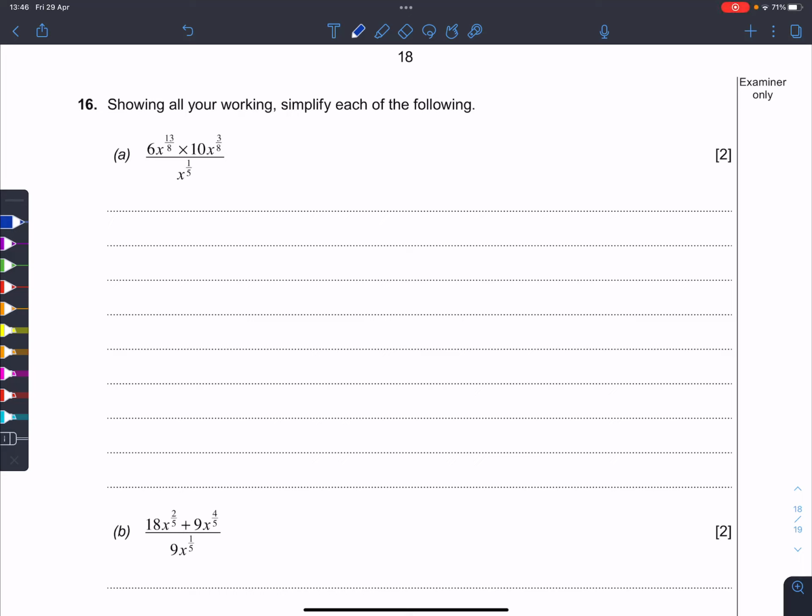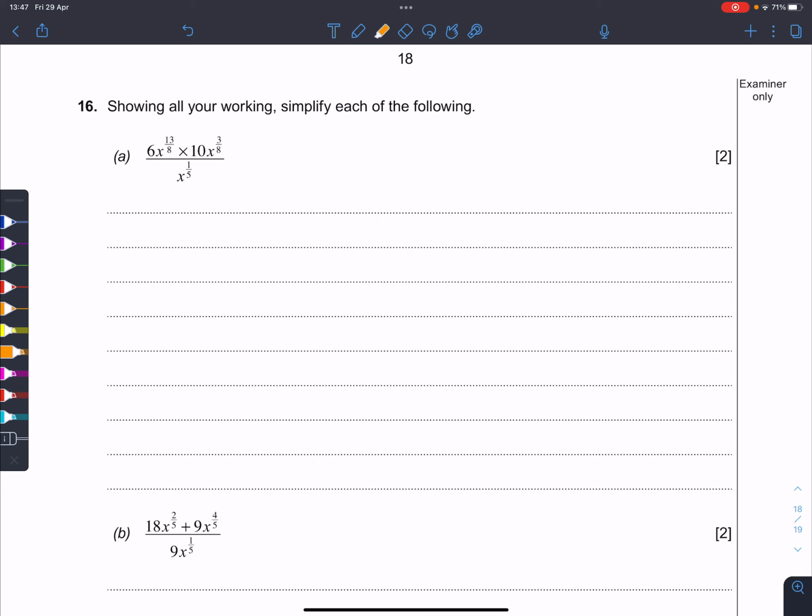Okay, question 16 is a very common pair of questions. On the surface, they look pretty similar. You've got two x terms on the top and an x on the bottom. The big difference is that this one has a multiplication in there, which means we can use multiplication laws, and this one has an addition in there, which means that we have to treat it differently.